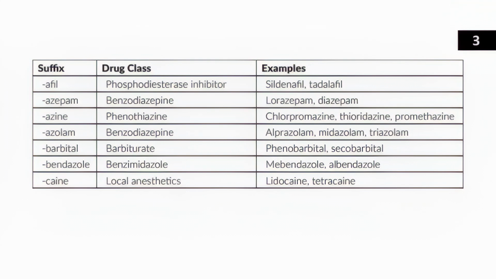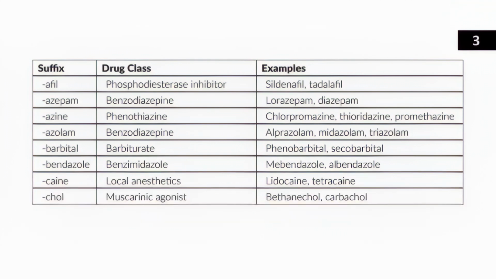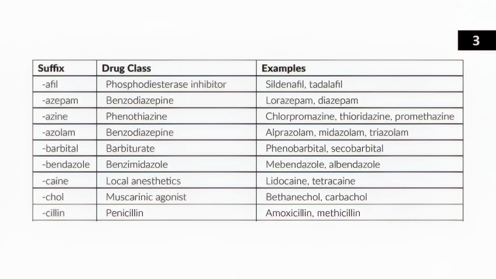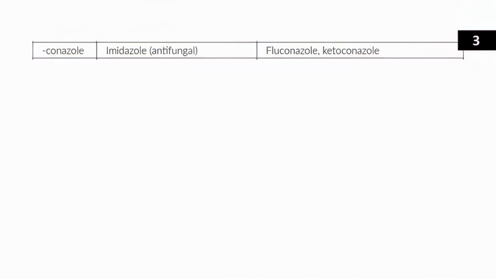The next one is chol. If you see chol, you'll know it's a cholinergic agonist like muscarinic agonists like bethanechol or carbachol. Cillin are the penicillins like amoxicillin or methicillin. Conazole are antifungals like fluconazole or ketoconazole. The chemical class in these is called imidazole, and lots of people call these azole antifungals, to distinguish them from other antifungals like nystatin or amphotericin.